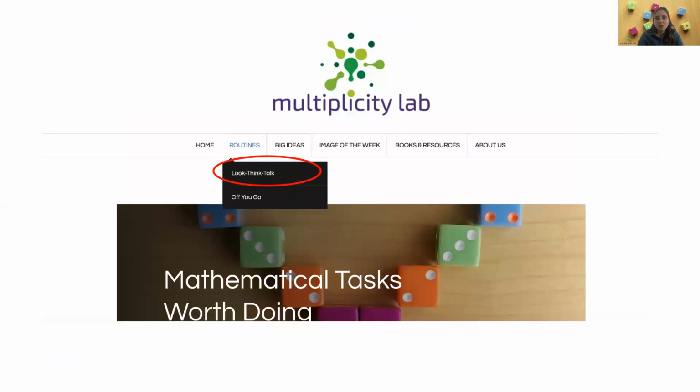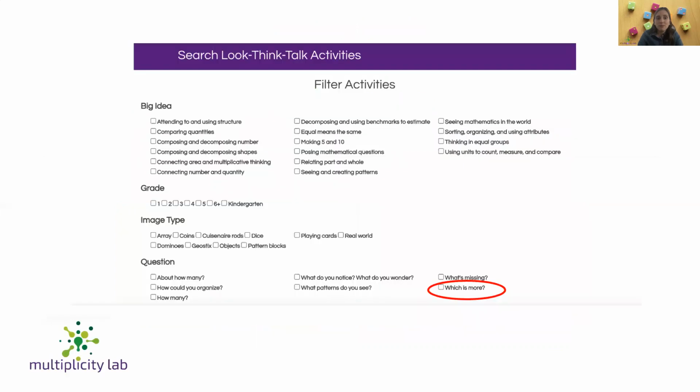We have dozens of which is more activities at Multiplicity Lab. To find these, begin looking at the Look, Think, Talk tab. You can use our filter to select the question, which is more. And if you'd like to narrow your search, you can select a grade level or material, like coins, playing cards, or real-world images to match your goals.